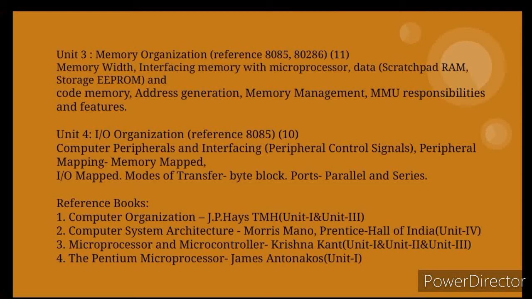The last unit is Unit 4, input and output organization, with reference to the 8085 microprocessor. In this unit we discuss computer peripherals and interfacing, peripheral control signals, and peripheral mapping such as memory mapped and IO mapped. The last point is the mode of transfer, byte and block. We can also study ports, parallel port as well as serial port.